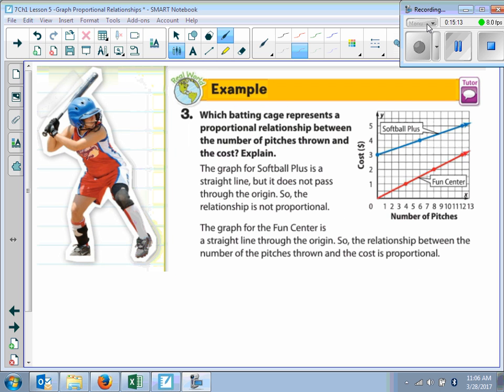So example 3 says, which batting cage represents a proportional relationship between the number of pitches thrown and the cost? And we want to explain. So first of all, here we've got Fun Center and Softball Plus. We look at both of these graphs. Both of them are straight lines, right? But do both of them go through the origin? No. So which one is not proportional? Softball Plus is not proportional, and Fun Center, because that one is a straight line and goes through the origin, the red line is proportional. Is everybody clear? Yeah. All right, very good.